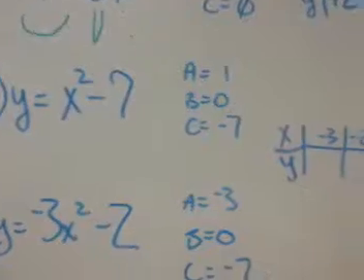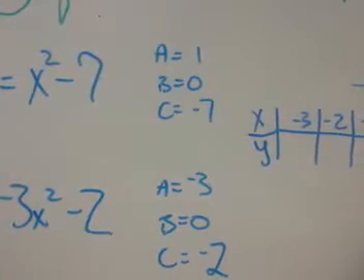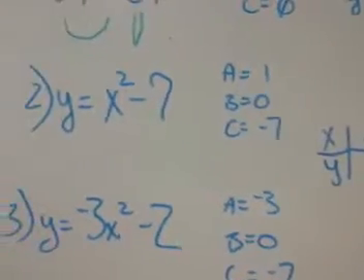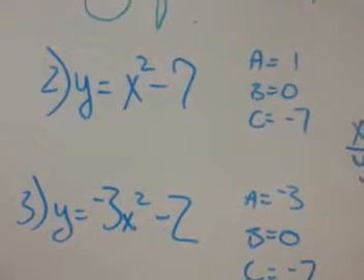And now don't get fooled here, what would the y value be? Well, if the x is negative 3, then negative 3 squared is 9. Right?